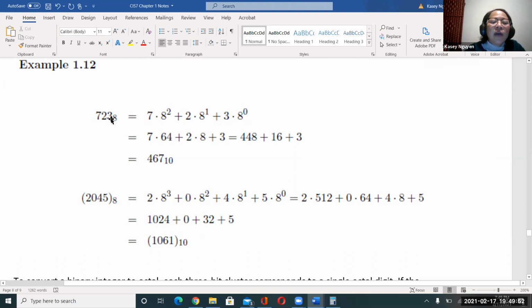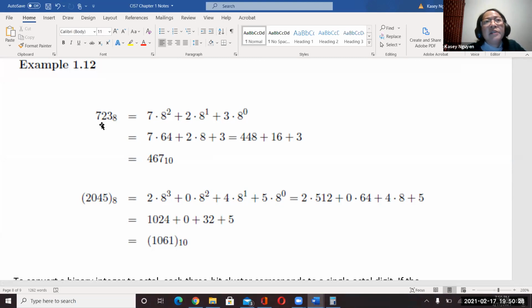Okay, so I would have the 3, which is the least significant, multiplied by 8 to the 0 power. 2 is the next level of significance, so 2 times 8 to the first. 7 times 8 to the second. And when you multiply everything out and add them together, you would get the decimal output. So 467 in decimal is equivalent to 723 in octal.